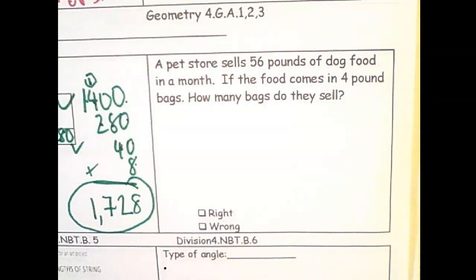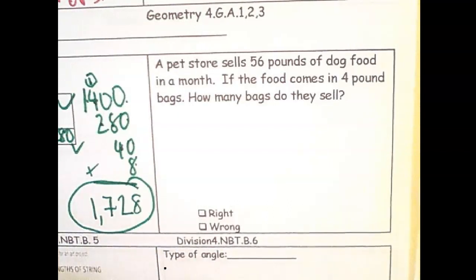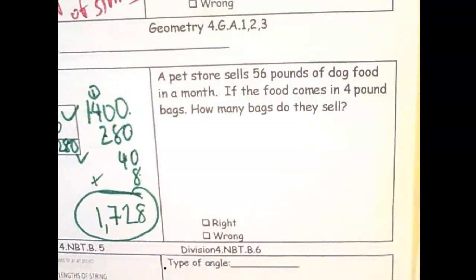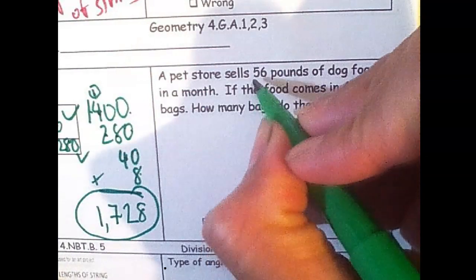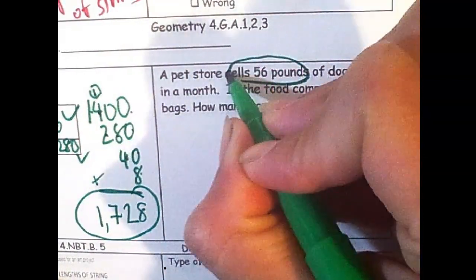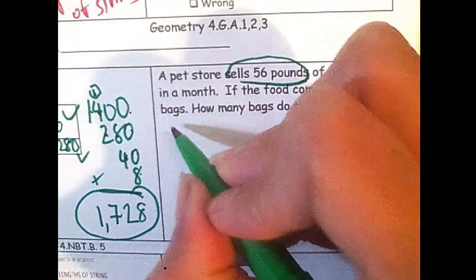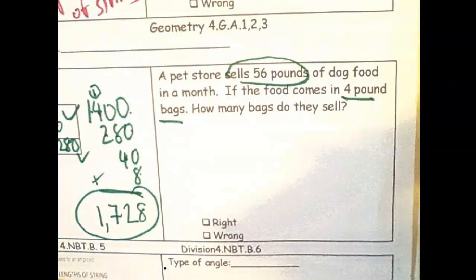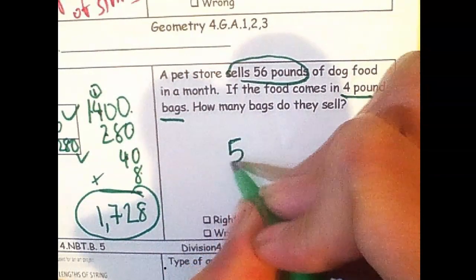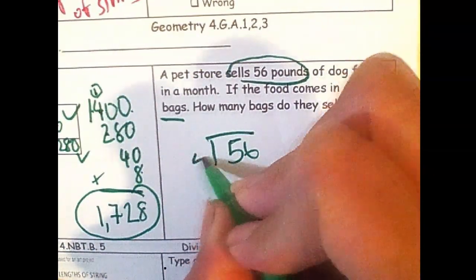Okay, the problem says a pet store sells 56 pounds of dog food in a month. If the food comes in 4-pound bags, how many bags do they sell? So I see that there's a total. They sold a total of 56 pounds. And then it comes in 4-pound bags. So I know the group size, I just don't know the number of groups. So I know I have to divide 56 divided by 4.